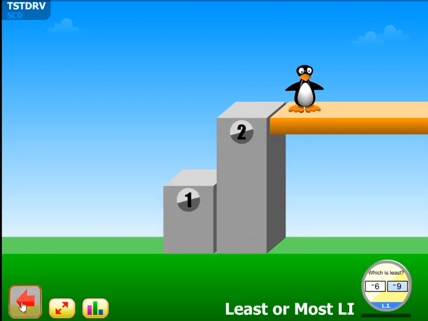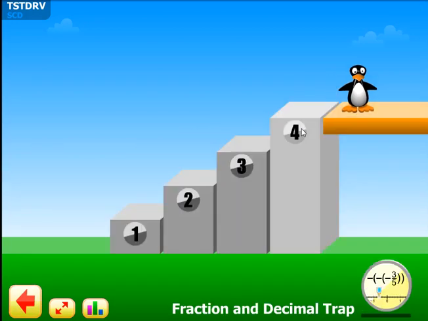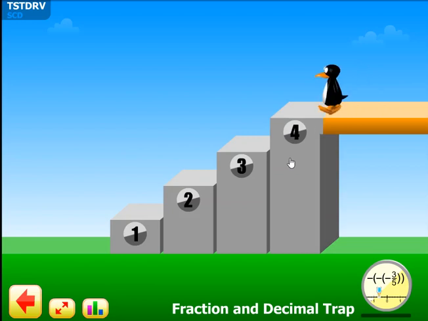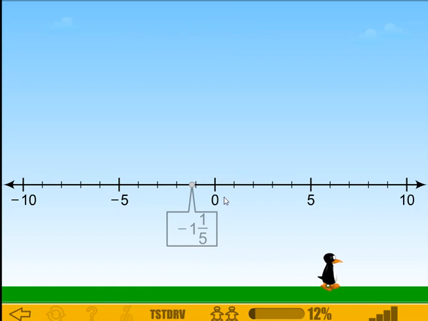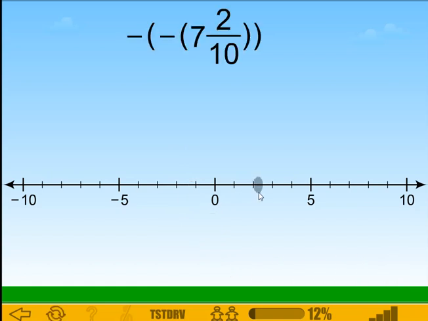All right. And then finally, the fraction and decimal trap. All right. Doubling it up. So negative, negative, negative 1 and a fifth. So 1 and a fifth is like there. Negative 1 and a fifth is there. Negative, negative 1 and a fifth is back to positive. And negative, negative, negative 1 and a fifth is negative 1 and a fifth. Oh, it doesn't even flip it or anything. It just says I'm right.